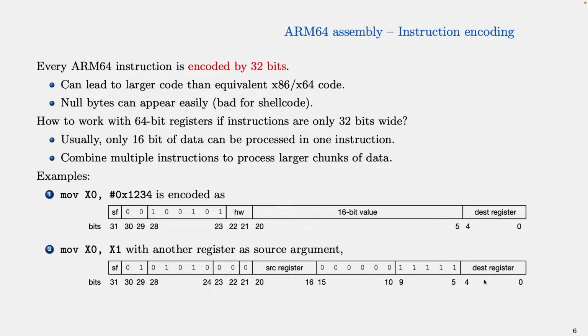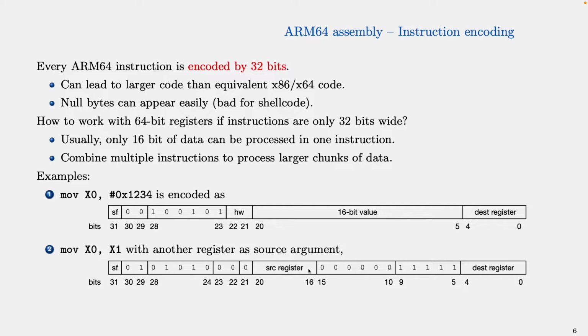Again, the last 5 bits encode the destination register, and now the bits 20 to 16 encode the source register. So this would be to encode X1. And as I said before, the register X0 is encoded by the value 1, and oddly the register X1 is encoded by the value 0. So for this instruction we would actually have all 0 bits here.